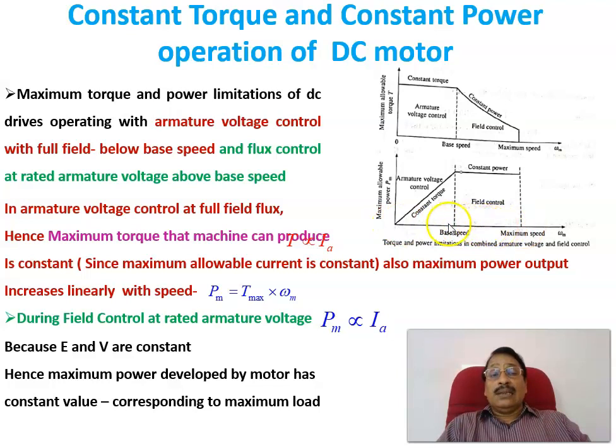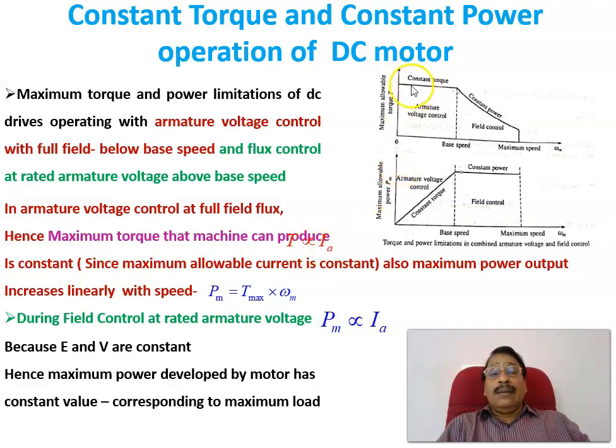In the case of armature voltage control, at full field flux, you are applying the full field flux and you are controlling the armature voltage. Hence, the maximum torque that the machine can produce, because torque is proportional to Ia, is a constant. Therefore, if you are allowing the maximum armature current, torque is equal to a constant.